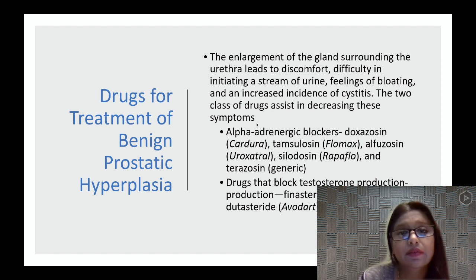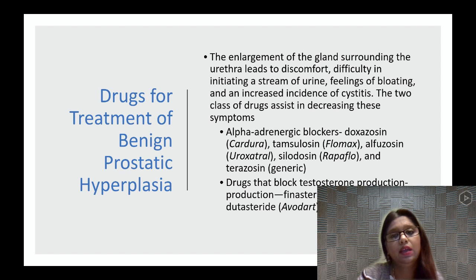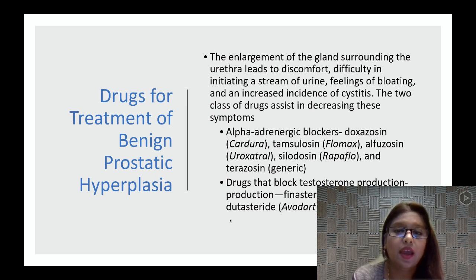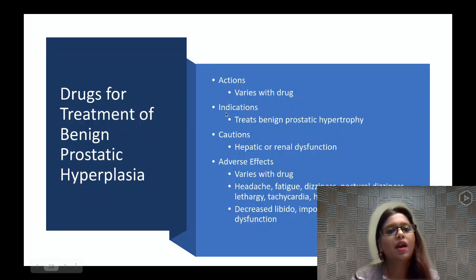Now the medications we give to reduce the size of the prostate, there are two types. One is alpha adrenergic blockers, right? So some of the names are tamsulosin, doxazosin, alfuzosin, then terazosin, all right? And drugs that block testosterone production are finasteride and Avodart, also called dutasteride. Wow, amazing names. All right. Drugs for treatment of benign hypertrophy of prostate.